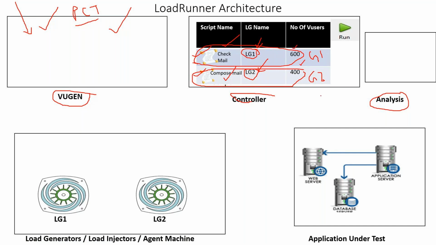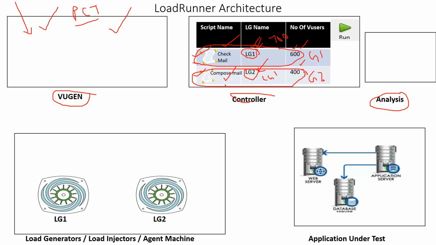Now in group one, you have given 600 users. In group two, you have given 400 users. If LG1 has the capability to give 1000 users, then for both groups you can put LG1. But if LG1 has the capability of supporting only 700 users, then for group 1 you can have LG1, and for group 2 you have to have a different LG, in this case LG2.